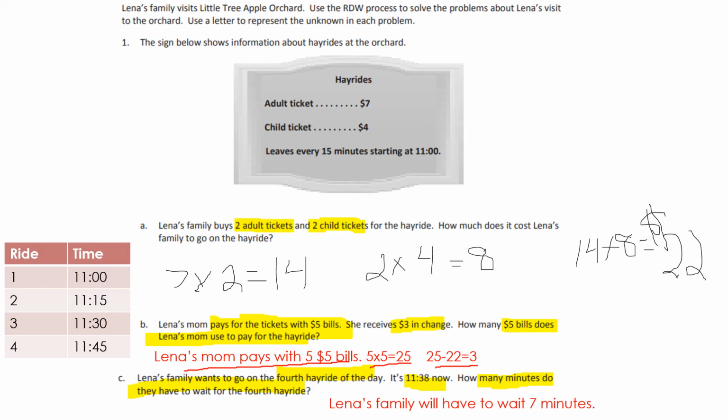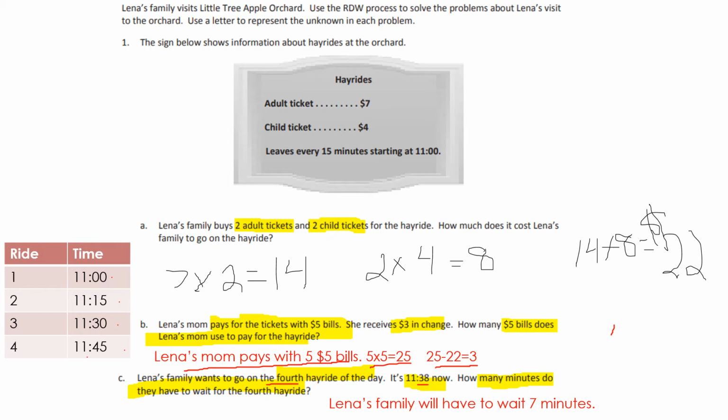Now for the second one, like I said, make a chart. Here's my chart. I have 11 o'clock because we're wanting to find out the fourth hayride, and it's 11:38 right now. So first I made a table, then I went by 15 minutes. So we have 11 o'clock, 11:15, 11:30, 11:45. So then if they want the fourth one, that's at 11:45.